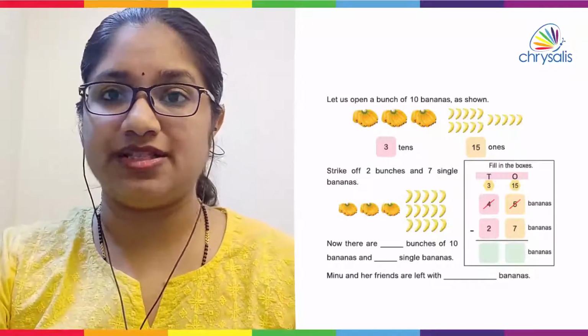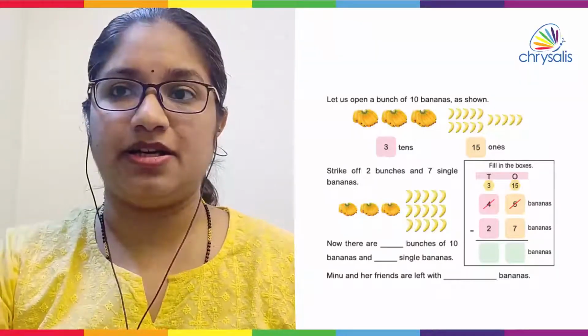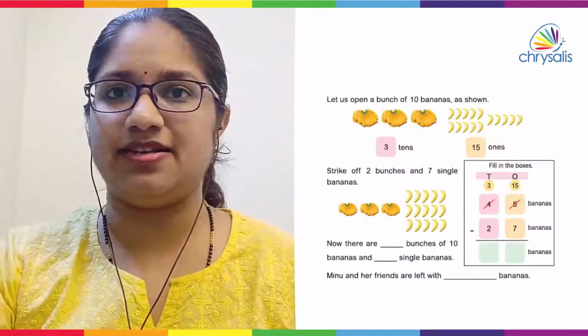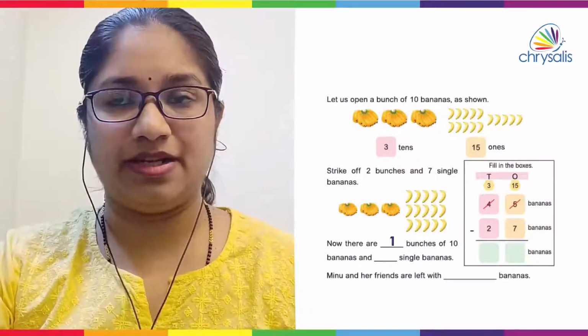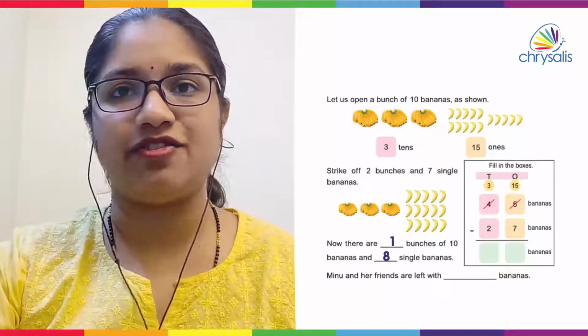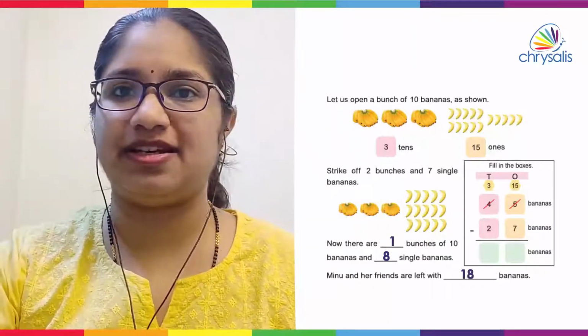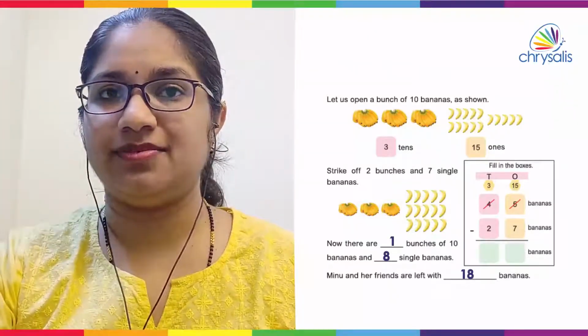To take away 27 bananas, let us strike off 2 bunches of 10 bananas and 7 single bananas. Now there is 1 bunch of 10 bananas and 8 single bananas. So Minu and her friends are left with 18 bananas. Shall we try the same by borrowing?